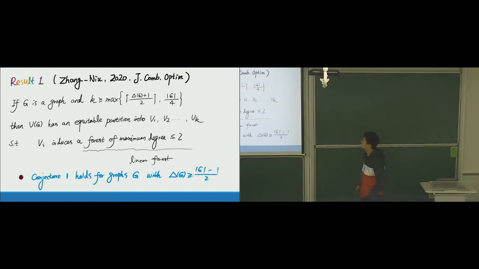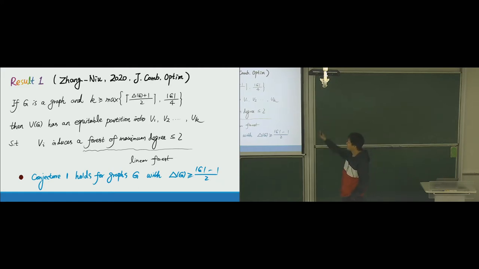First, we show one of our first results on this. This result says that if G is a graph and k is at least this number, then we can partition the vertex set equitably into k subsets, so that each subset induces a forest of maximum degree at most two. This kind of forest we call a linear forest.